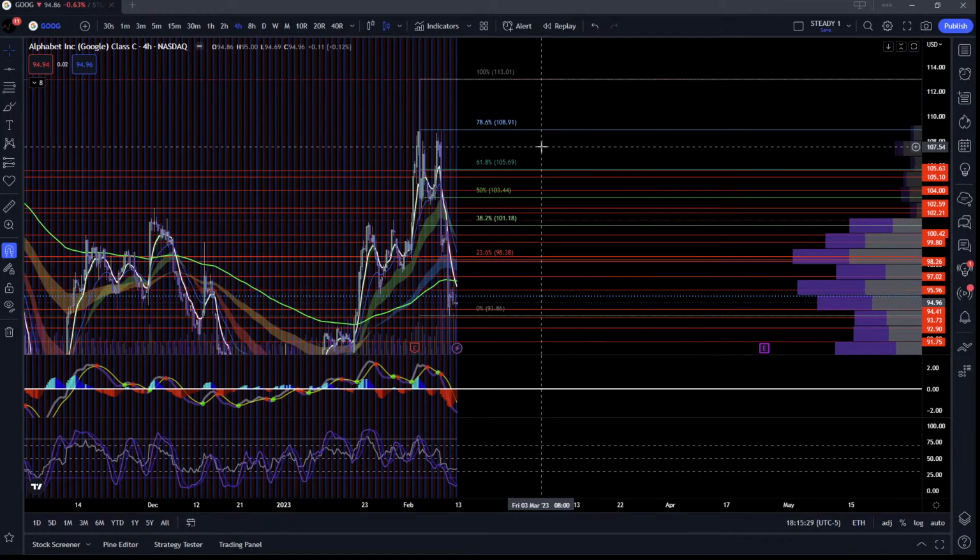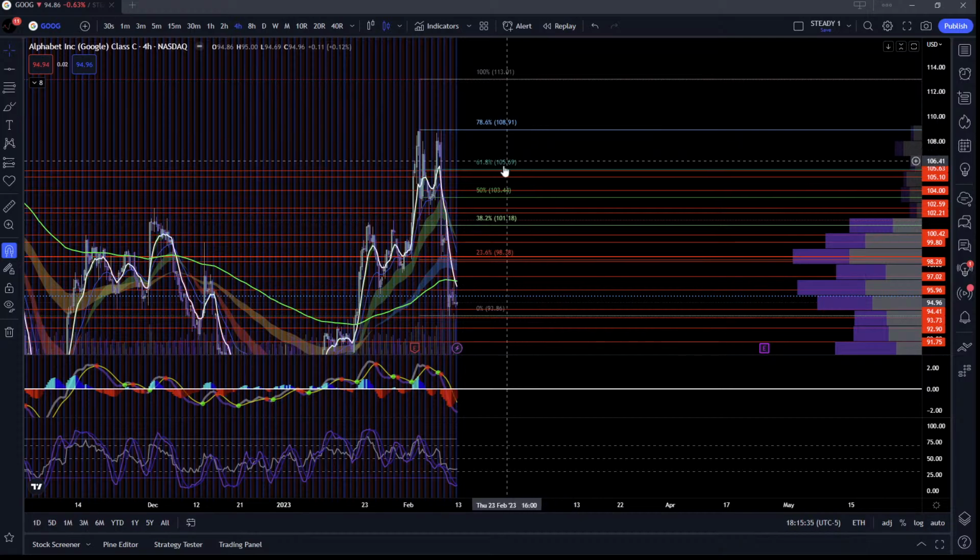Sorry, let me just read your comment real quick. Drop on Google seems excessive, and it looks like there's support around 93.80. I want to play a bounce on it. Thoughts? Okay, 93.80.